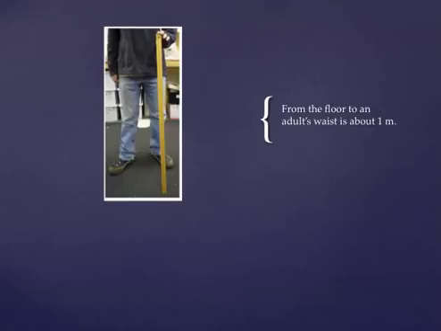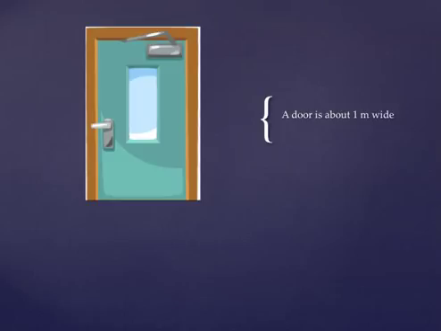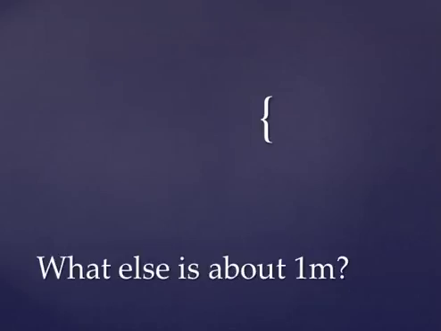All right, so let's go back to our meter. Now here's a picture of a full meter stick. From the floor to an adult's waist is about 1 meter. So that's about 100 centimeters. A door is about 1 meter wide. So that gives you an idea of how big a meter is, or how big 100 centimeters is. So go ahead and think, what else is about 1 meter long? And pause the video and write down something else that you think is about 1 meter.